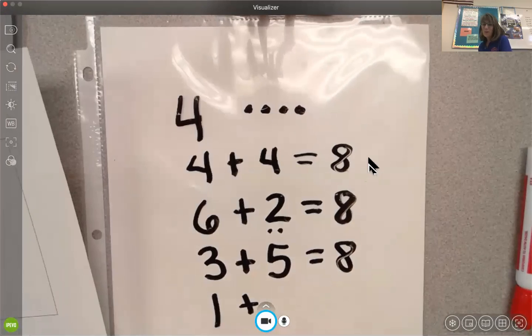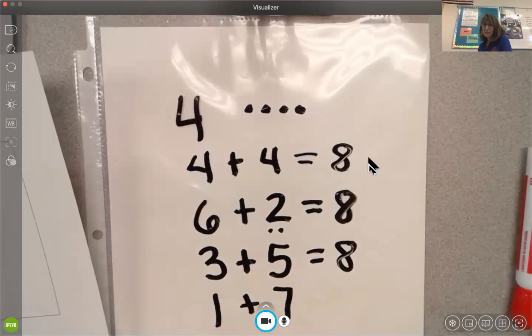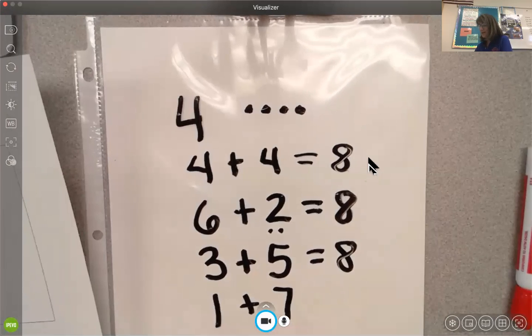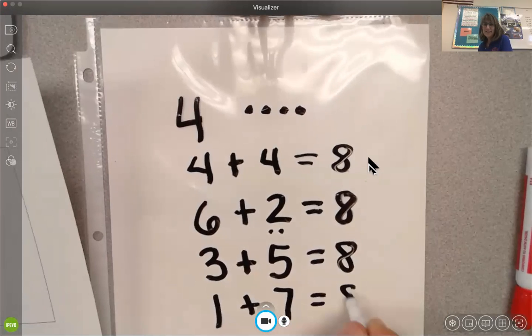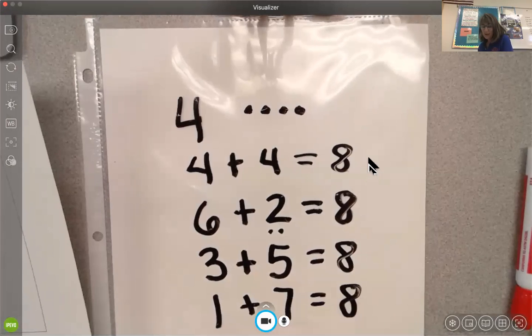Or just know that 1 more than 7 equals 8, because we know there's still 8 animals there, that none have gone away, right? Our whole number is 8. So we have 1 plus 7 equals 8. All right, those are the ways that we're going to make 8 today. Let's go to our worksheet.